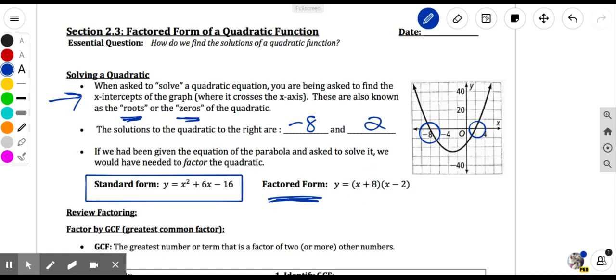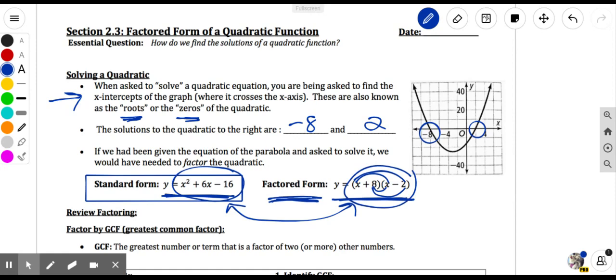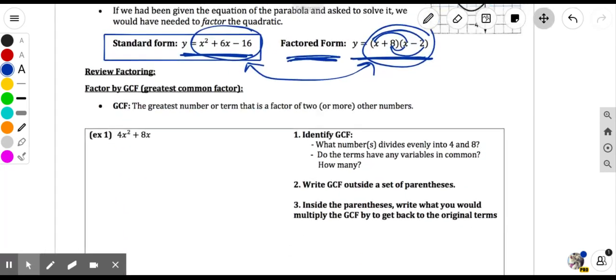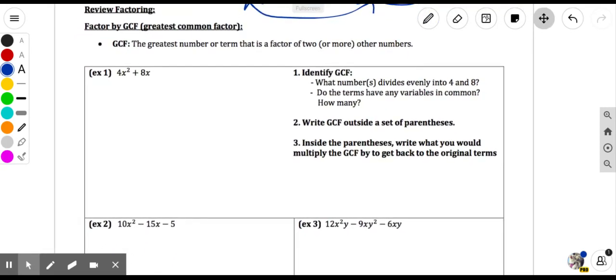So this standard form right here is the same as this. I know it looks very different, but if we were to multiply this out, and I'll refresh your memory on this in a minute, by FOIL or double distribute and combine like terms, you would get this. These are equivalent equations. And so what we're going to learn how to do today is take something like this in standard form and write it in factored form. So to start, I'm going to refresh your memory on first factoring out a GCF.